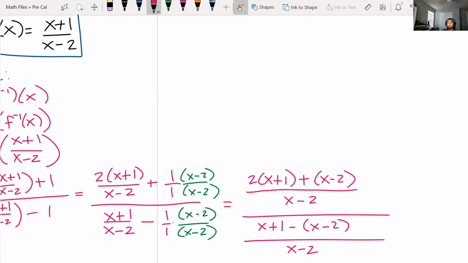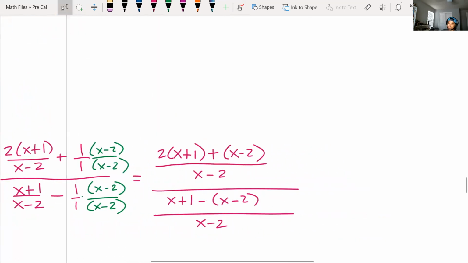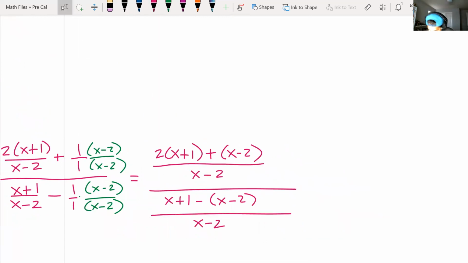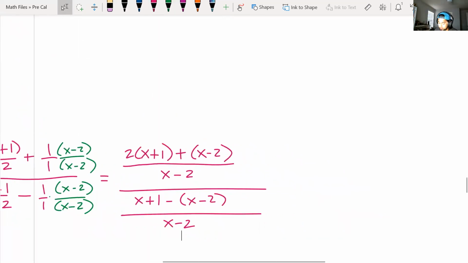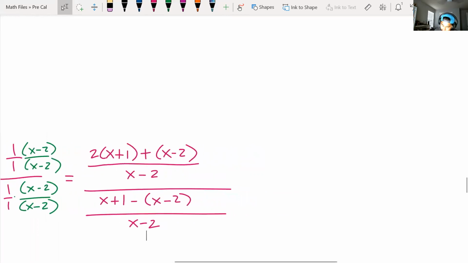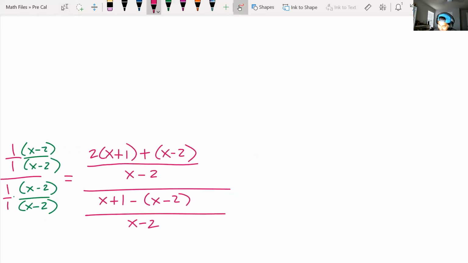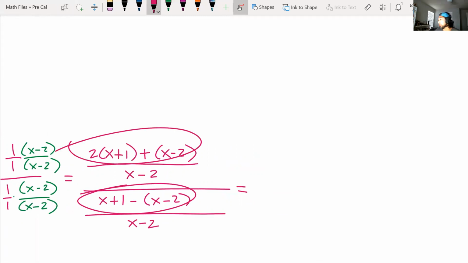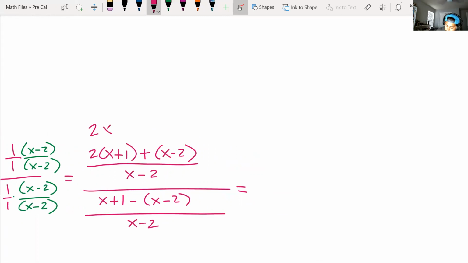Did the x minus 2's cancel out? They will when we multiply by the what? Reciprocal. All right, but let's not do that yet. Let's go ahead and fix the numerators of the numerator and the denominator. So here, we'll make it this simple, right? That becomes 2x plus 2 plus x minus 2. So what's going to cancel?